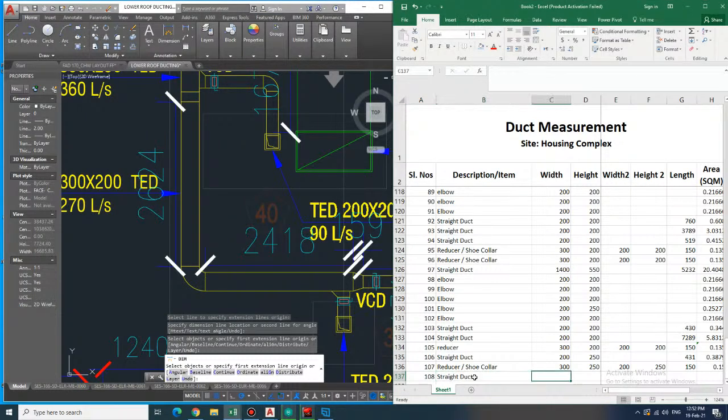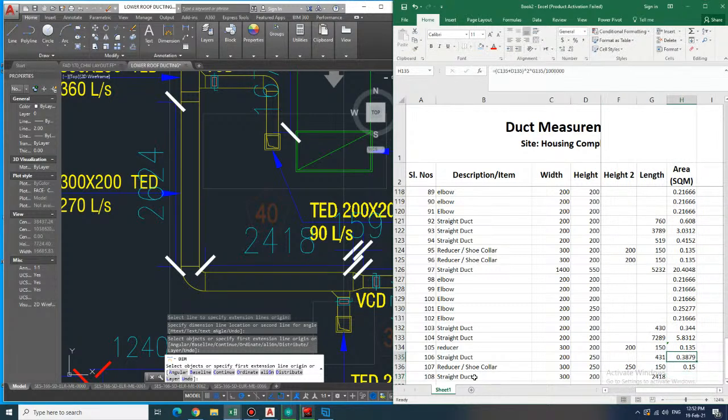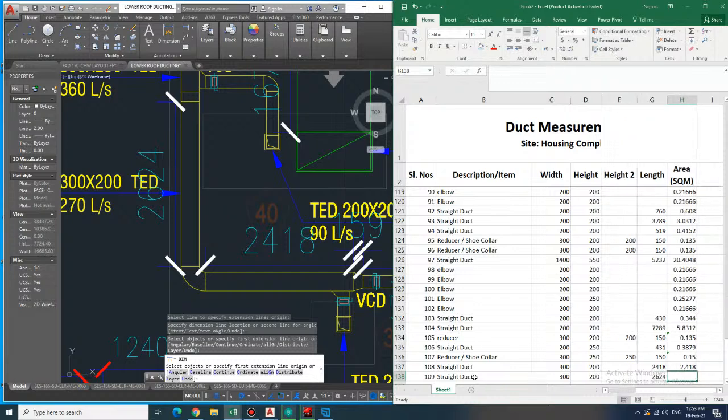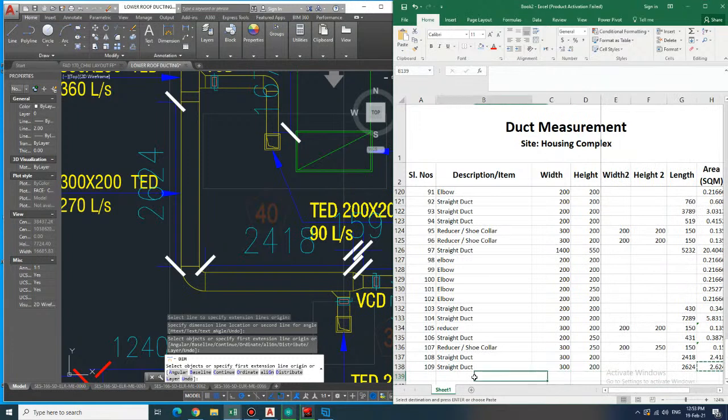Straight duct 300 by 200, length is 2418. Go to the straight duct equation, apply to here. Again 109. Straight duct 300 by 200, 2624. Same equation will apply here. 110.